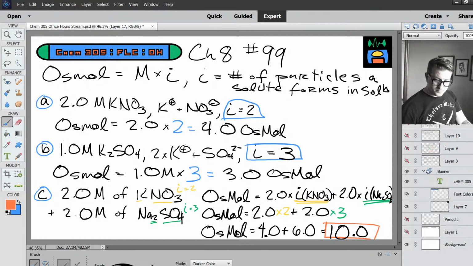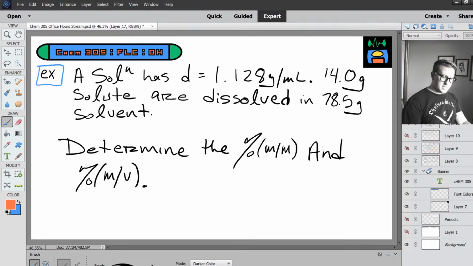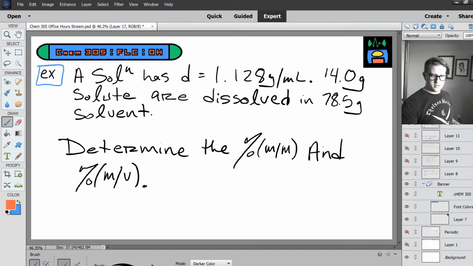Let's take a look at the homebrewed example problem from earlier. From an... Oh no, it hasn't been an hour. No, yes it has. From an hour ago. Alright, a solution has a density of 1.128 grams per milliliter. 14 grams of solute are dissolved in 78.5 grams of solvent.